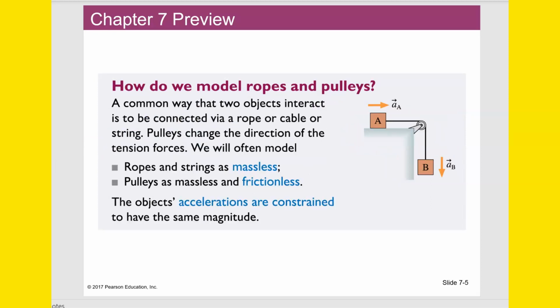How do we model ropes and pulleys? That's another question for the chapter. A common way that two objects interact is to be connected via a rope or cable or string. Pulleys change the direction of the tension forces. We will often model ropes and strings as massless, pulleys as massless and frictionless. The objects' accelerations are constrained to have the same magnitude. In other words, whatever the acceleration of B is, because they are attached to one another, A will have the exact same acceleration, although it perhaps could be a different sign.